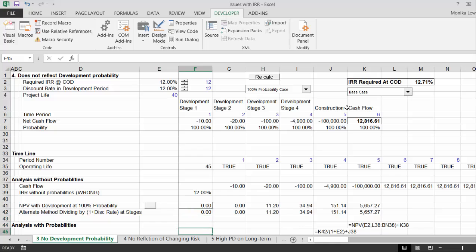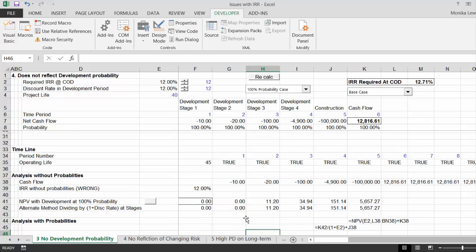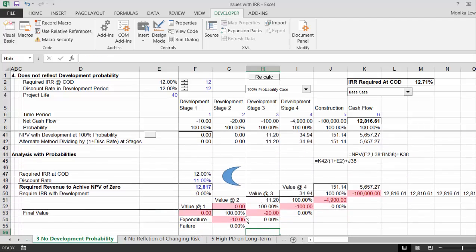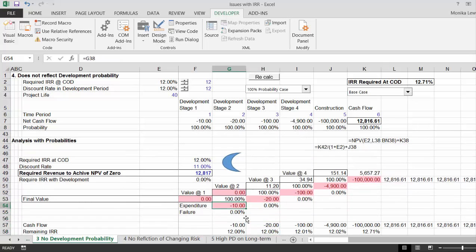Now, if you do that, because you spent some on the development, you need a higher IRR just to cover your development expenditures, and you get exactly the same. We get a 0 NPV here. And on this one, first of all, we take our value. This is our value.